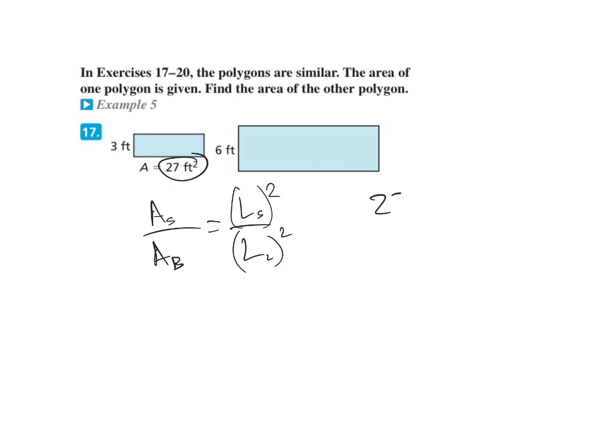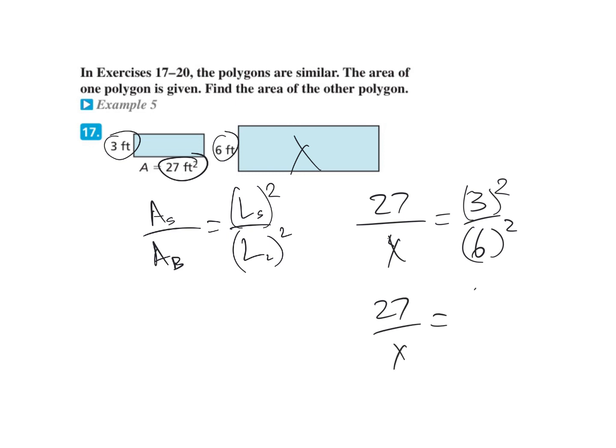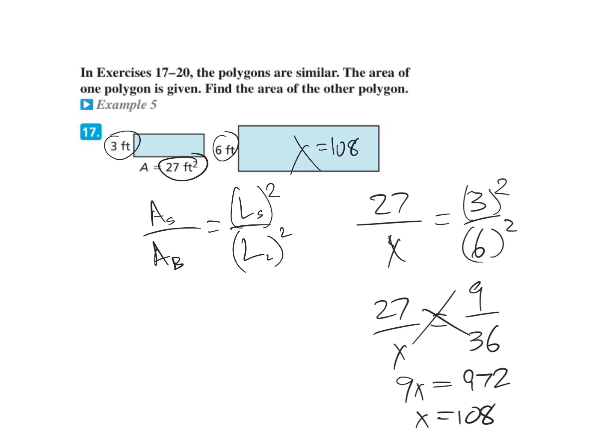So the area of the small one is 27. We don't know the area of the big one, okay? The length of the sides would be 3 of the small to 6 of the large, but we need to square those values. So 27 is to x as 9 is to 36. 9x equals 27 times 36, 972, divided by 9, and x is 108. The area of the other polygon is 108 square feet.